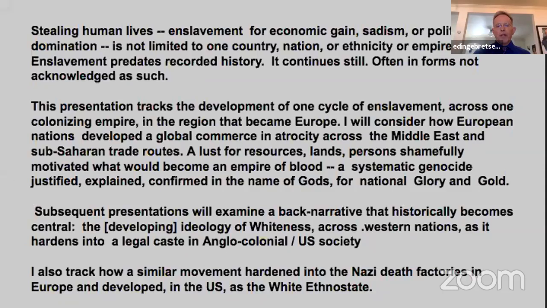Subsequent presentations that I'll make will examine a back narrative that historically becomes central, the developing ideology of whiteness across Western nations as it hardens into a legal caste in Anglo-colonial US history. I will also track a similar moment hardening into the Nazi death factories in Europe and how that developed in the US as the white ethnostate.